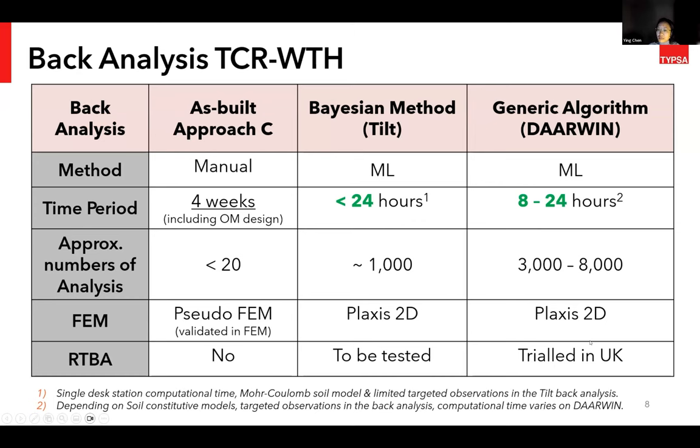However, when we use these new machine learning algorithm tools to test the back analysis, as you can see, the Bayesian method tool can run about 1,000 analyses within 24 hours, using proper finite element software. And for the genetic algorithm, Darwin, the back analysis time is between 8 hours and 24 hours. However, the number of analyses they can do is almost 3,000 to 8,000 more, because they have a function to run back analysis in one excavation stage or multiple excavation stages. They can also use a simple soil constitutive model like Mohr-Coulomb, or an advanced soil constitutive model like the hardening soil model with small strain stiffness. So because of that, with this machine learning algorithm we can definitely almost do real-time back analysis.